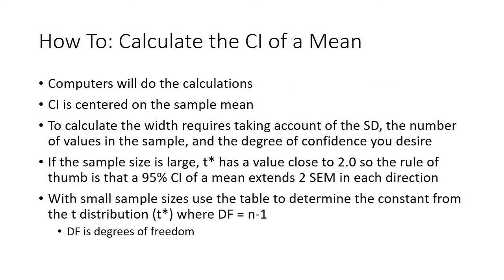Again, with calculating confidence intervals of the mean, you're going to find that computers do most of the calculations. Always note that the confidence interval is centered around the sample mean. It's always going to be symmetrical on either side of that, even though the variability you may find may go well beyond that. But basically, when we're calculating this, we need to know the standard deviation, we need to know what our n is, the number of values in that sample, and also the degree of confidence that we want.